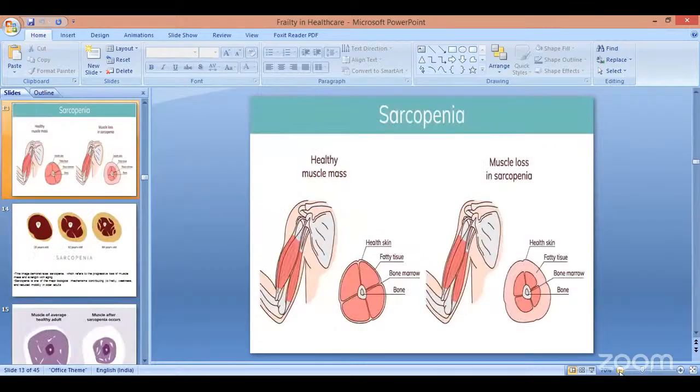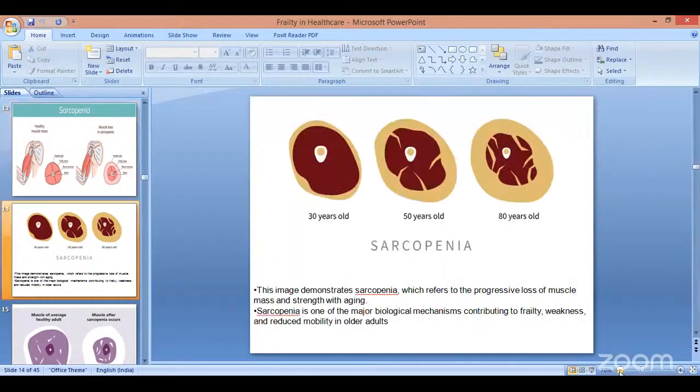Here is the picture where we can see the healthy muscle mass, healthy skin, fatty tissue, bone marrow size, and the bones. But when the patient has sarcopenia, we can see the muscle mass is reduced, and the difference between the fatty tissue and the healthy muscle has increased. The bone marrow size remains the same, but the bone size is increased.